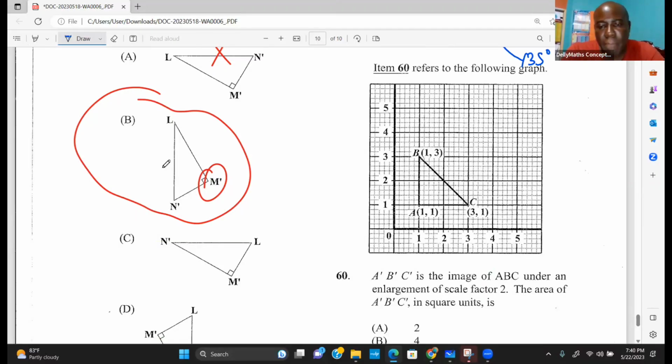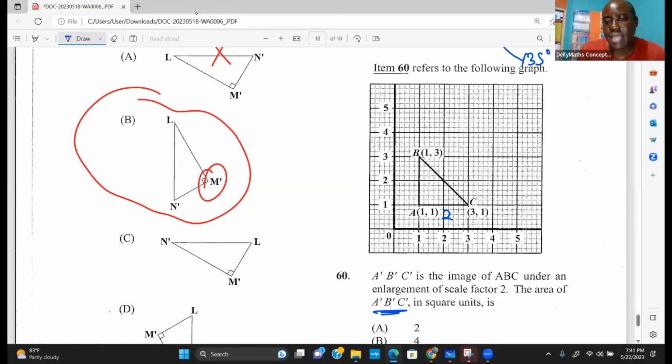All right. A prime, B prime, C prime is the image of ABC under an enlargement of scale factor 2. The area of A prime, B prime, C prime in square units is what? This area they want. You want the area. All right. So this is the image of ABC, so I want the area of the image. So it gets bigger. I don't have to work it out, meaning I don't have to work out the big one physically. What I need to do is to understand what is the area of the small one.